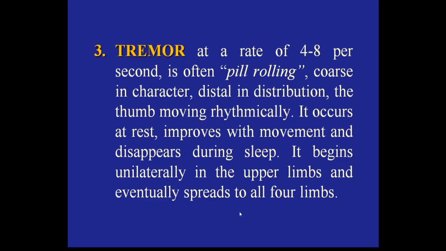The third sign of Parkinsonism is tremor. Tremor of rest at a rate of 4-8 per second. Pill rolling, distal in distribution, the thumb moving rhythmically. It occurs at rest, improves with movement, and disappears during sleep. It begins unilaterally in case of Parkinson's disease, in the upper limbs, and eventually spreads to all 4 limbs.